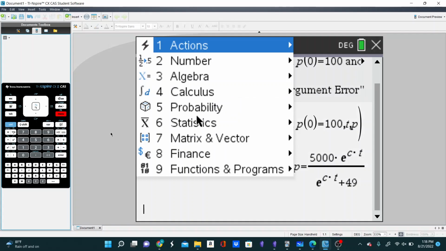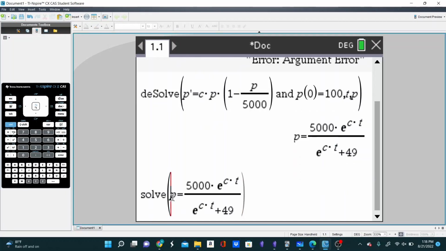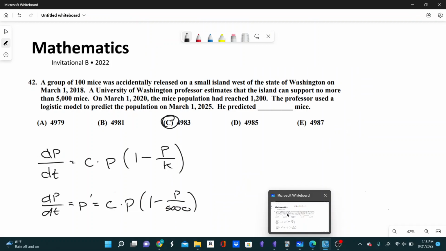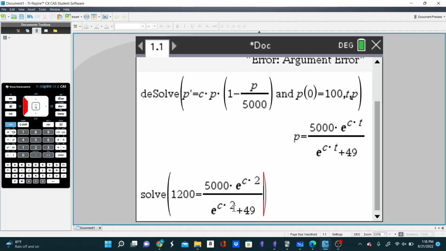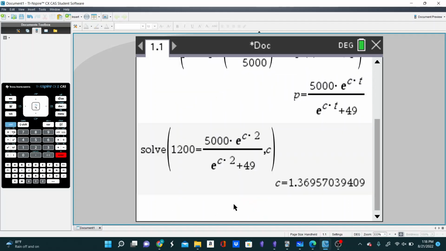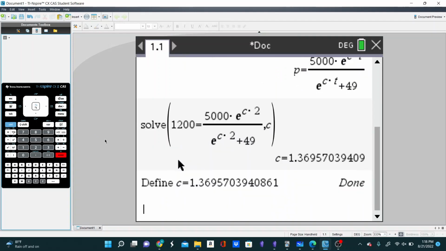So we're basically going to do what we did before. We're going to set up a solver with this equation, and then use the point 2, 1200. Whenever time equals 2, population is 1200. So population is 1200, and the time is equal to 2. And then if we solve for c, as you can see, we still get the 1.369. This is exactly the same thing. So I'm going to define this, actually. I'll define c is equal to this.